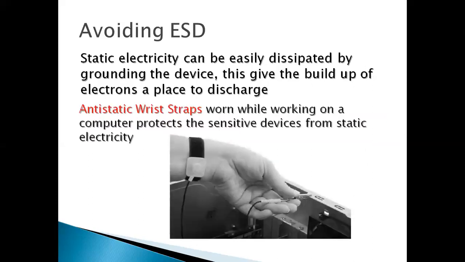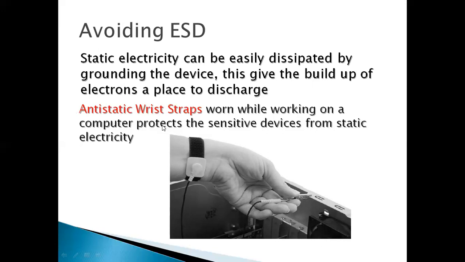Avoiding ESD. How can we avoid electrostatic discharge? Static electricity can be easily dissipated by grounding the device. We can easily avoid static electricity by grounding the device. This gives the buildup of electrons a place to discharge. It means all electrons will be discharged to the ground in case of grounding.